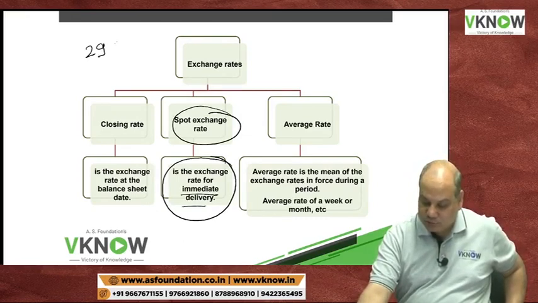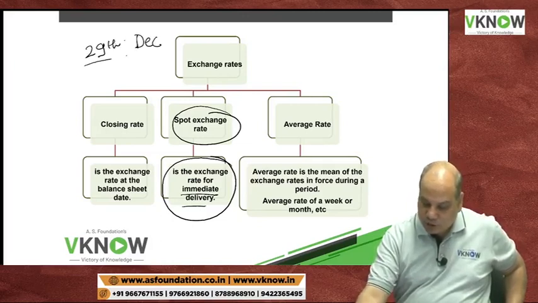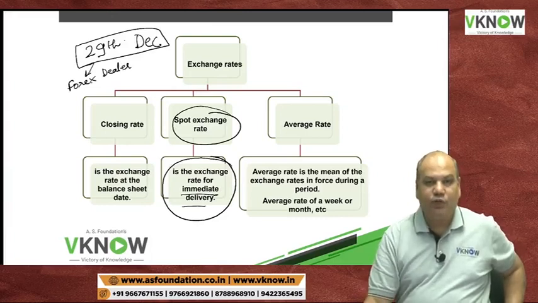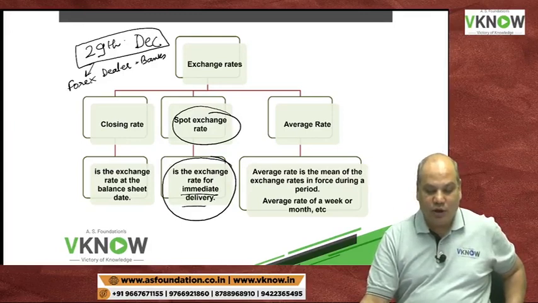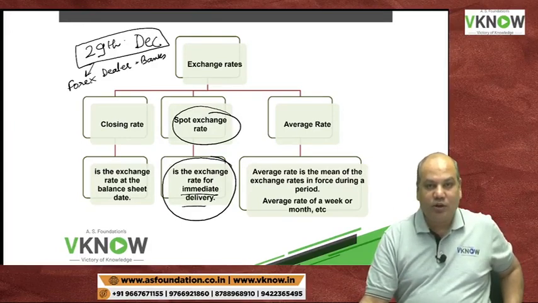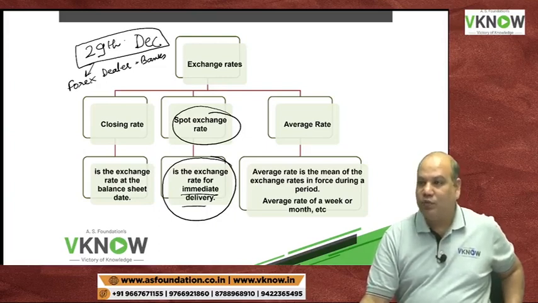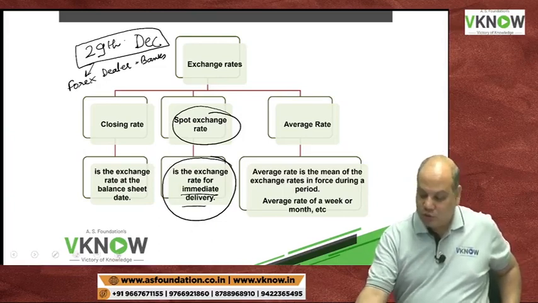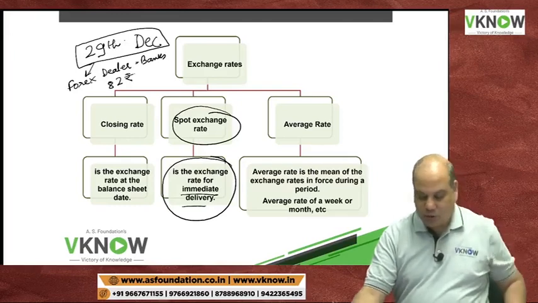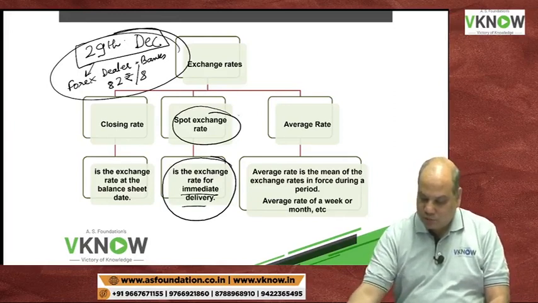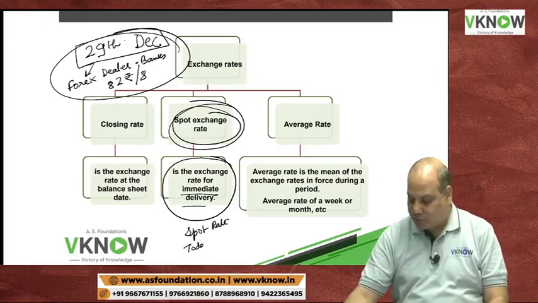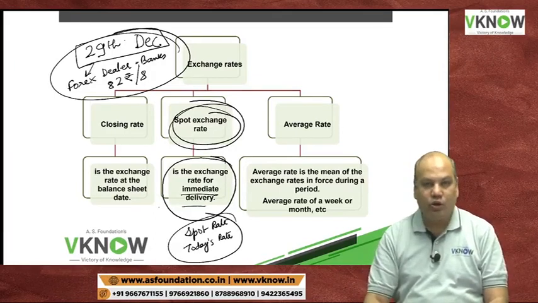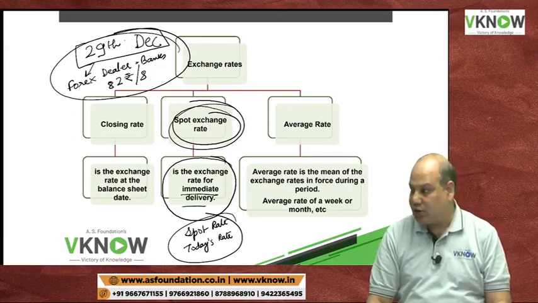Suppose today is 29 December, suppose. I go to an entity which deals in foreign exchange, usually banks. Banks are authorized by RBI to deal in foreign exchange. And I ask the bank that I want to purchase $100 today. What is the exchange rate today? So today he says the exchange rate is 82 rupees per dollar. This is called spot exchange rate or just spot rate, today's rate. If today I go to buy or sell dollar, what will be the amount you will pay or receive? That is called today's rate.